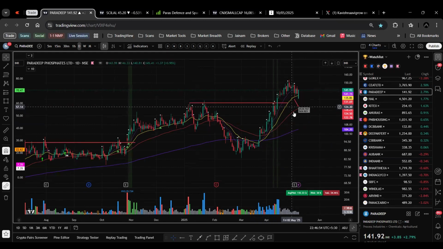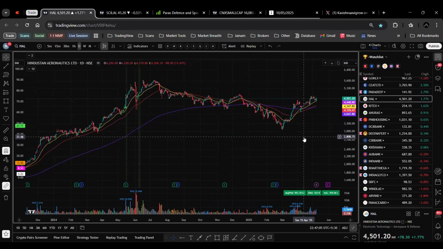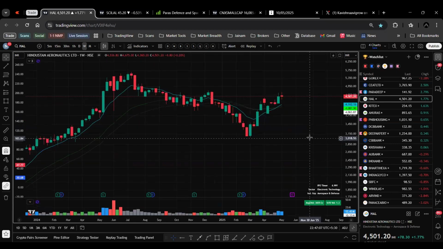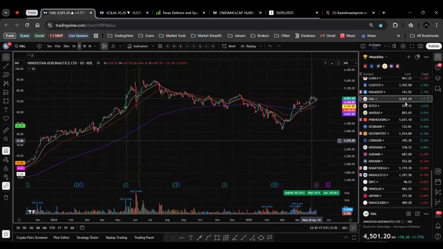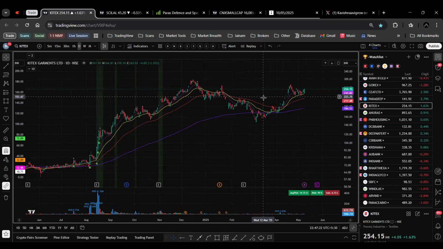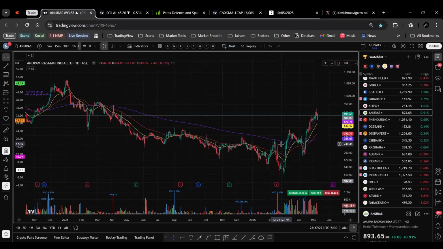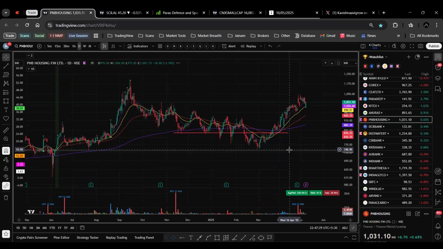Paradeep, again, requires a lot of work, but the left side is not good. Took a lot of time, a lot of small candles as it moved up, not interested. HAL, again, there's nothing here. I still want that big big week so that I can trust the up move. As of now, it's just a sell on rise type of stock. So I'll remove it. Kitex, it's in the 5% circuit range, so again requires a lot of work right now. Anuras requires a lot of work.